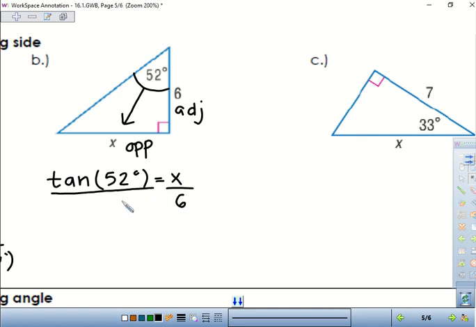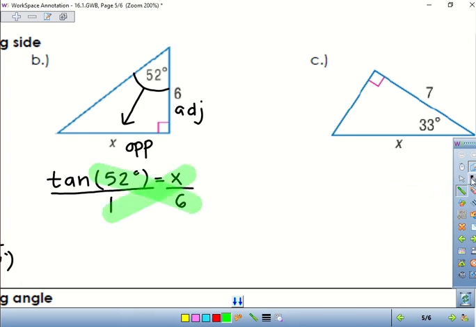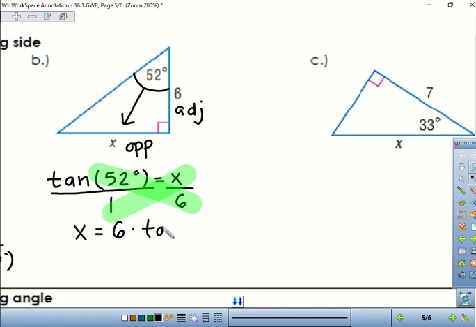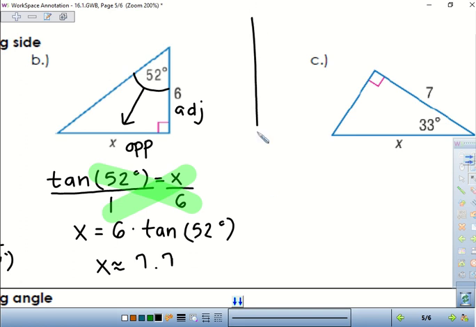We're going to put our tan over 1, and then we're going to cross multiply. That gives me x equals 6 times tan of 52, which means x is approximately equal to 7.7-ish. And this is not a degree measure. We just found a side, so don't put degrees on it, okay? Everybody good with that? Okay, next one.